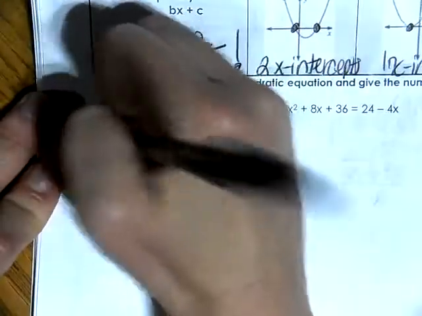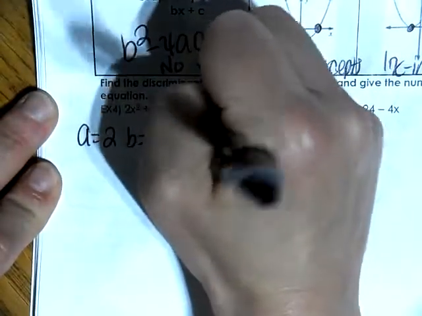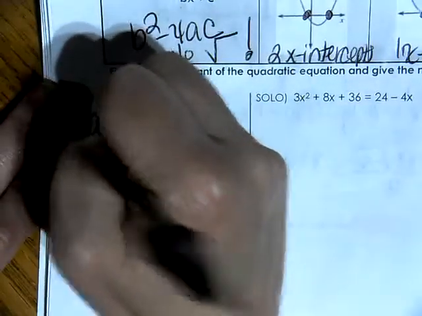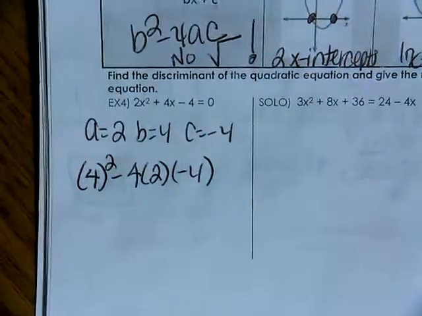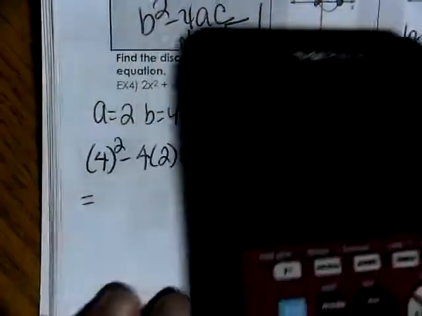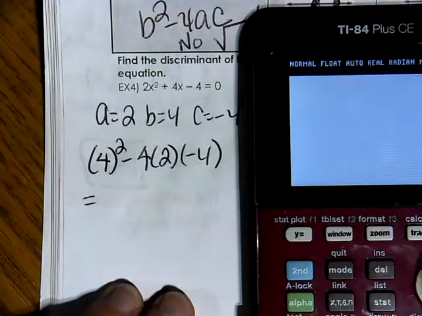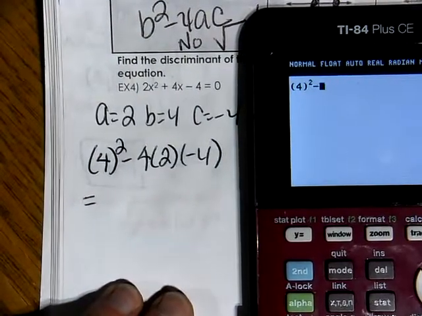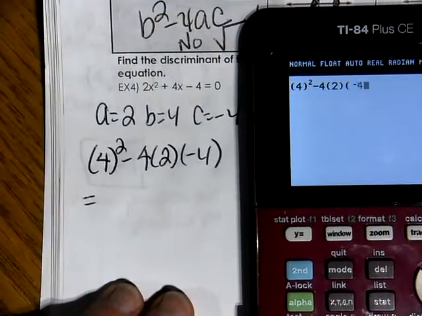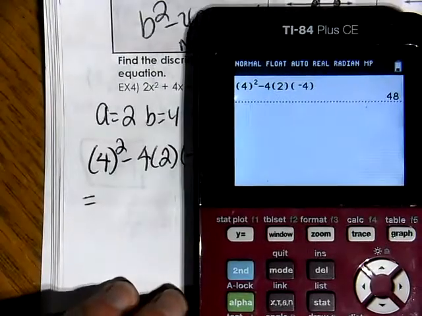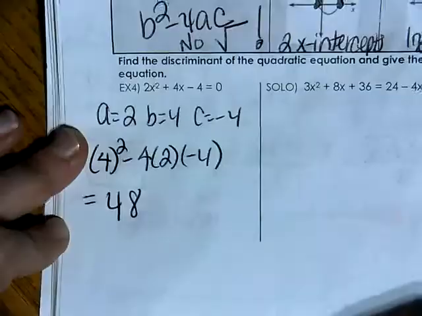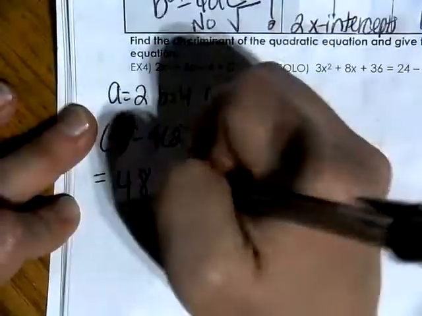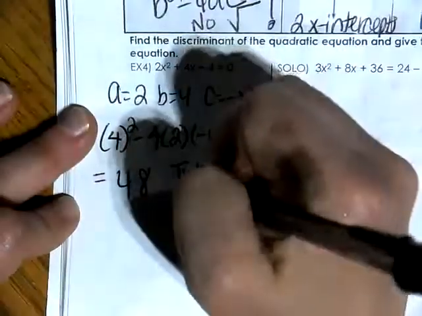So my a value in this case is 2, my b value is 4, my c value is negative 4. And I just want to do b squared minus 4ac. So that is 4 squared minus 4 times 2 times negative 4. And we simply put that into our calculator exactly as we see it. When I do that, I end up with the number 48. So because 48 is a positive number, that means that I will end up with two real solutions.